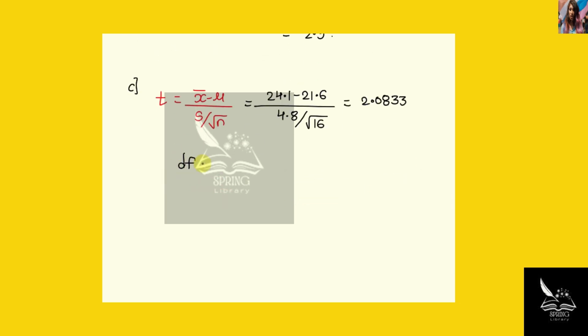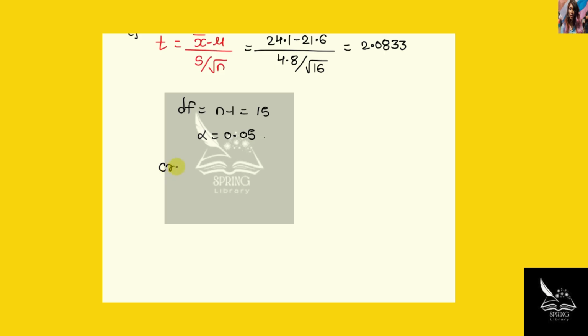Then the degrees of freedom for the given test is n minus 1, that is 16 minus 1, which is 15. Also we are given significance level alpha, which is 0.05. So therefore we get the critical value for the given right tail test, that is tc is equal to 1.753. This is by using the t table.